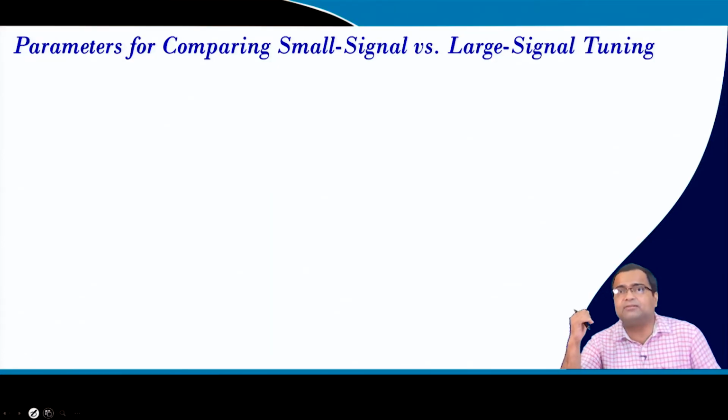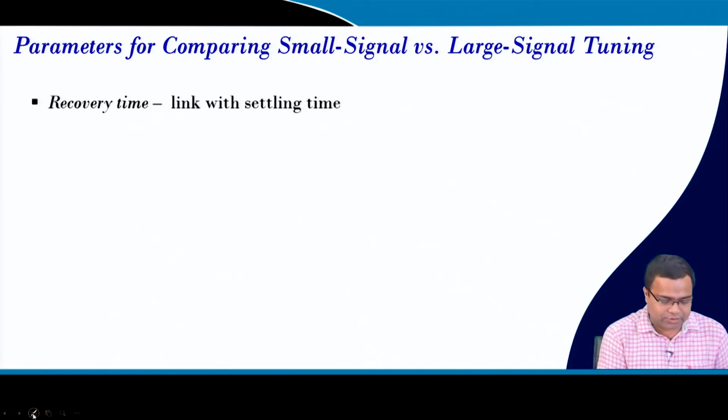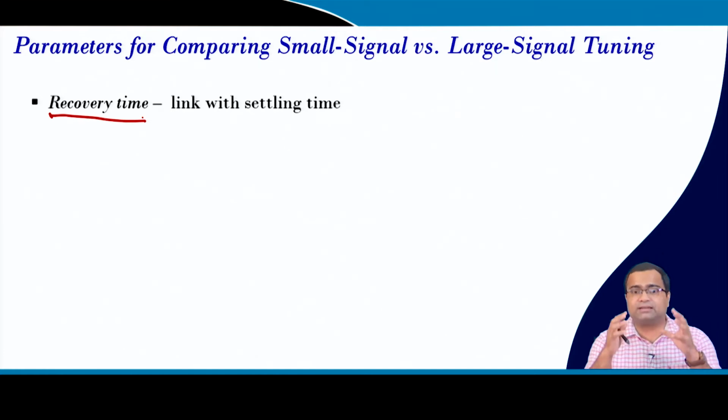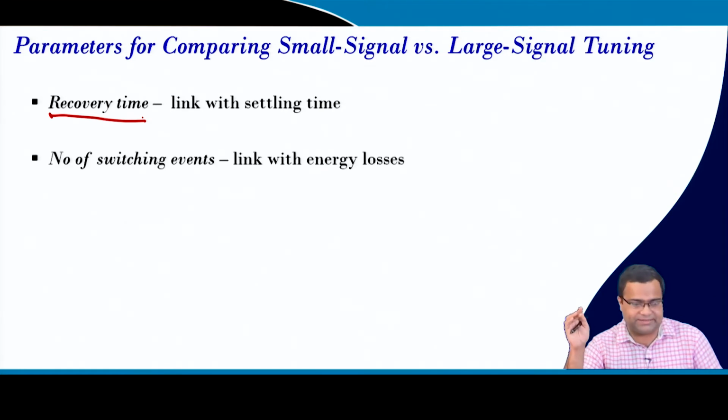So, the parameters for comparison: first we want to talk about the recovery time, because this is very important. This recovery time represents the speed of the response, and this is somewhat similar to settling time, because if that can be reduced, then the converter can respond to frequent load or reference transients. Okay, so that is the requirement from the application end.